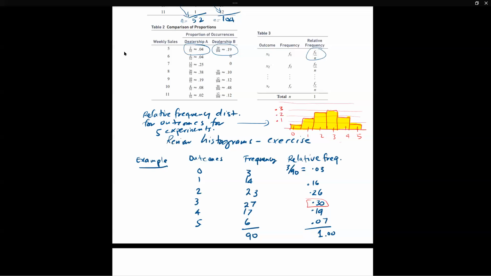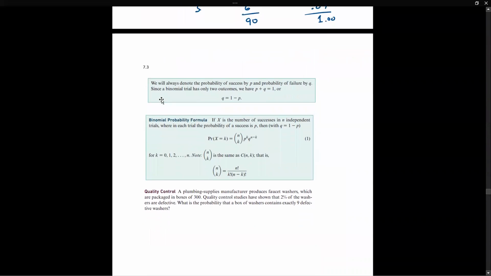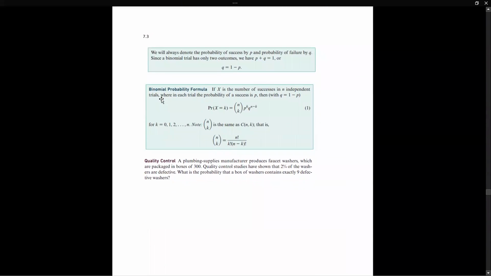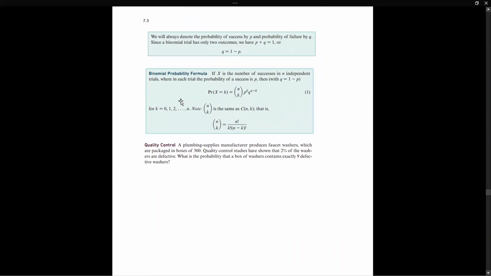So as you see, they're not bad. Then you do a few more, but the important parts are going to come up in the next videos. So let's talk about 7.3, which is binomial trials.